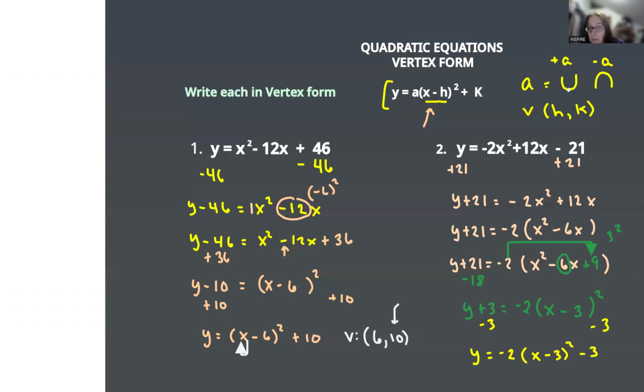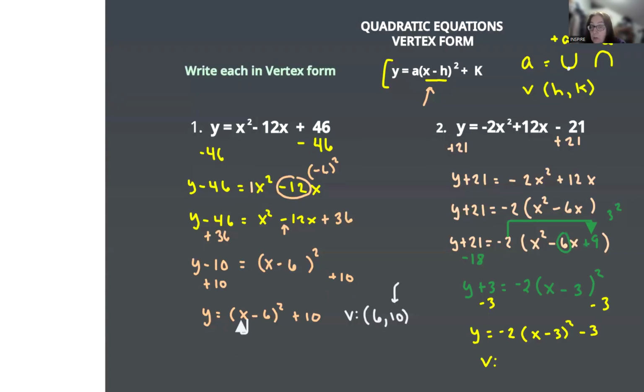And our vertex here, again, that's x minus 3. That's written as a factor, so we need to change the sign. It's going to be positive 3, and then y equals negative 3. You only change the sign of the factored one.